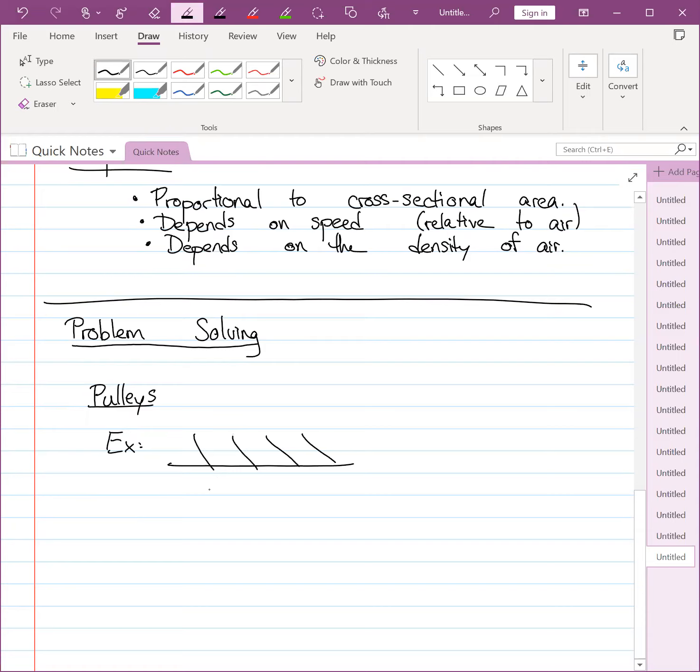a system like this. So you have a rope attached to the ceiling. You have a pulley attached to the ceiling over here. And then you have a pulley that's hanging from the rope that's attached to a block. So this is a really classic example. So this is complicated, right?